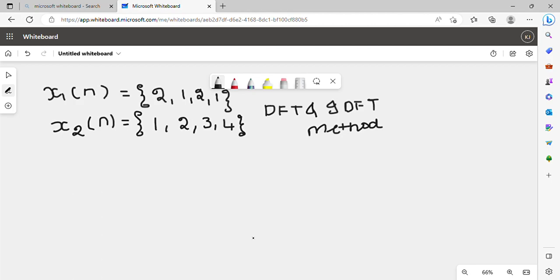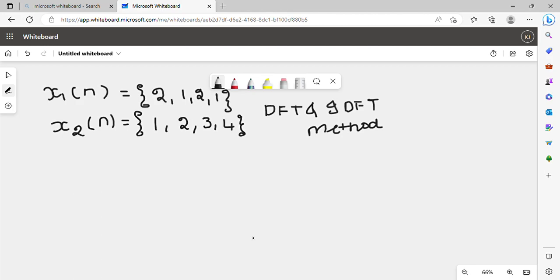For these two you don't have DFT and IDFT. It is directly a circular convolution using the concentric circle method, and here you only have the DFT and IDFT method. In the formula method as well as the matrix method we have done this with respect to DFT. So now let us learn things with respect to IDFT, right?